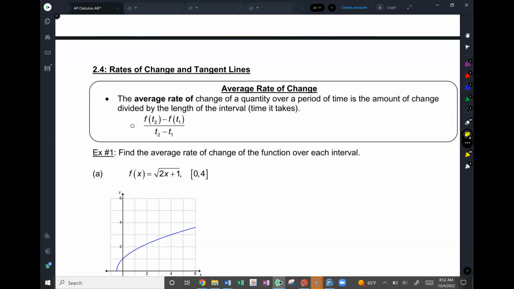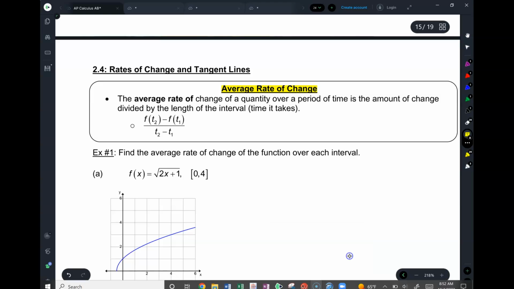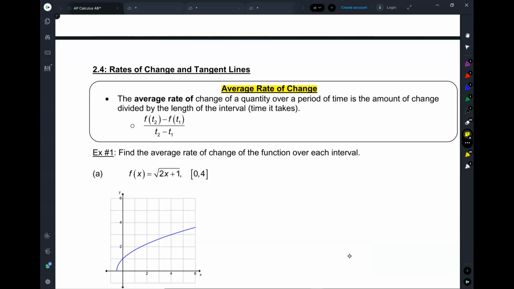If you were looking for something to memorize, here it is. Average rate of change is the amount of change in the y-axis divided by the total length or the interval. We've gone over it before. It's basically f of t2 minus f of t1 over t2 minus t1. And this, I can't stress enough, is average rate of change.